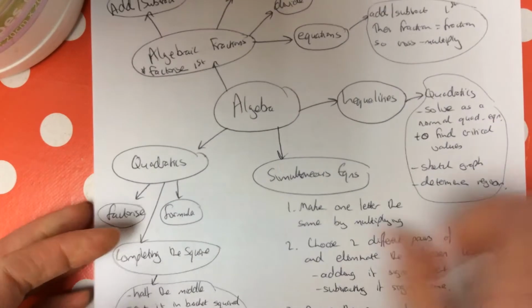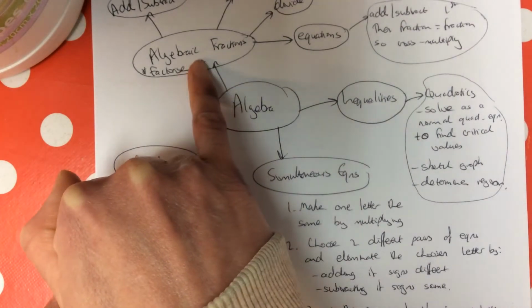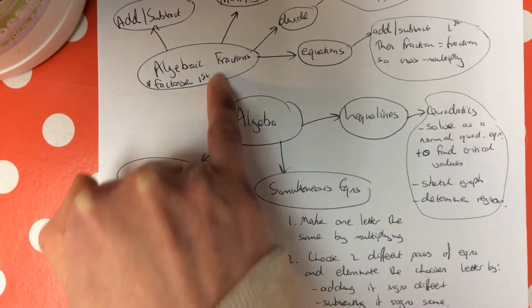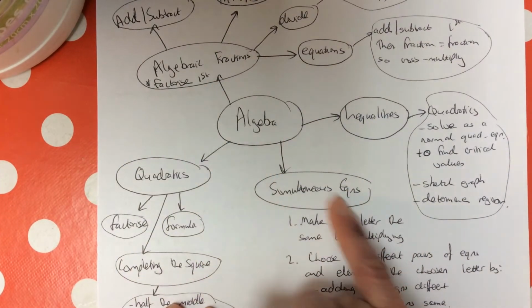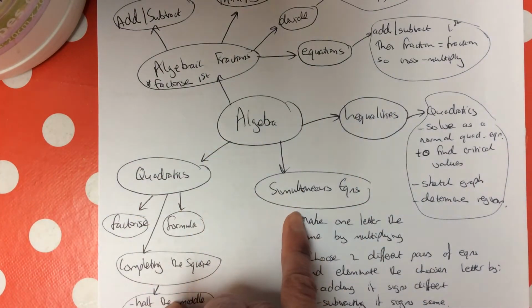Okay, everyone, just talking you through the algebra. There's basically 4 sections. The first one is algebraic fractions, and you always factorise first. The next one is inequalities, then simultaneous equations, then quadratics. So that's your 4 main bits there.